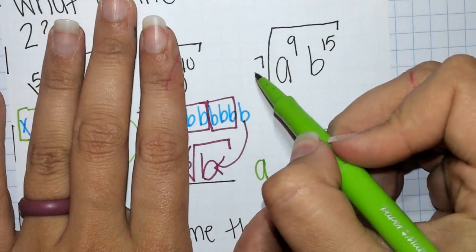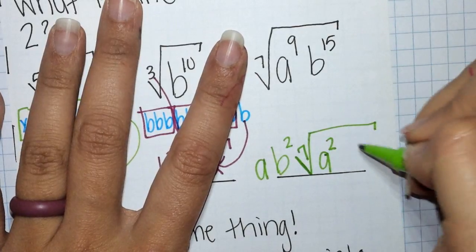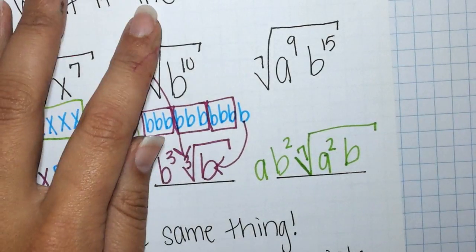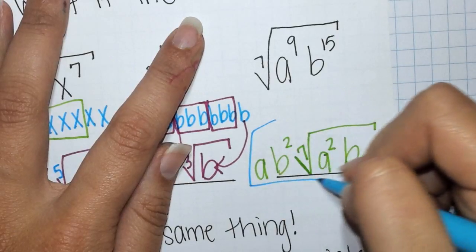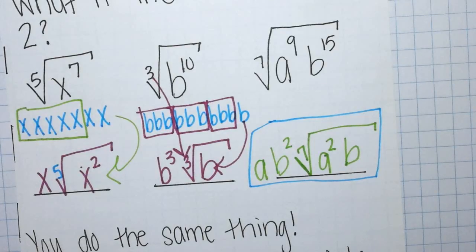Now let's look at our b. 7 goes into 15 2 times with 1 left over. Does everybody see?